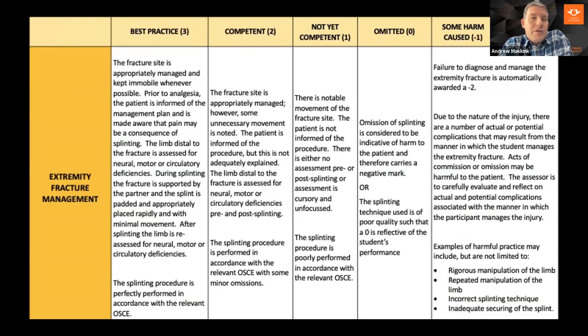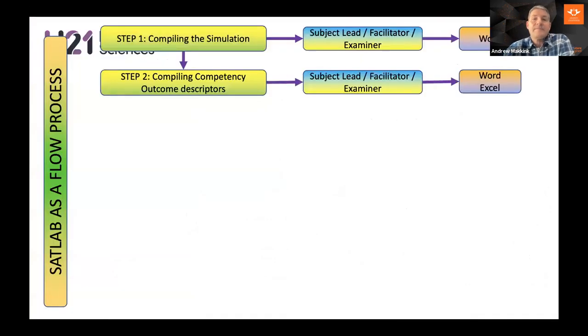And if you look at the top, you'll see that there's a best practice, a competent and not yet competent, omitted, some harm caused, and significant harm caused. You'll also notice in this particular SIM that a lot is left up to the actual marker, because the level of harm in this scenario can be quite varied. Each of these, the 6-point scale, so a best practice, which is a 3, would be 3 out of 3, and that would count 100% for this particular competency outcome descriptor.